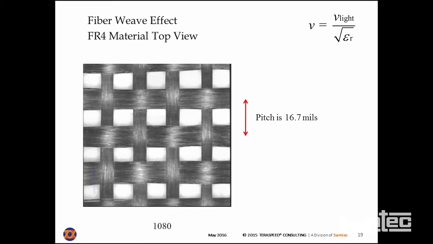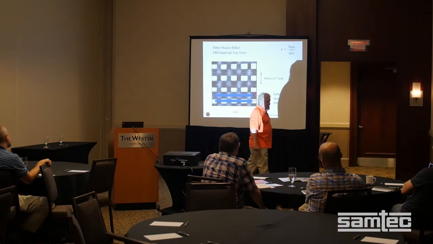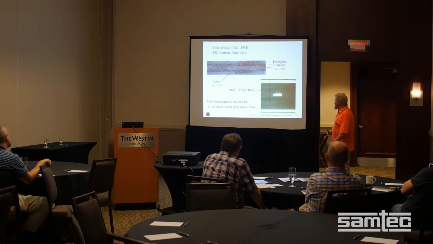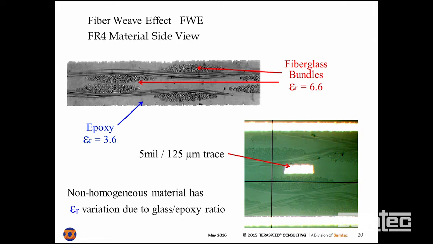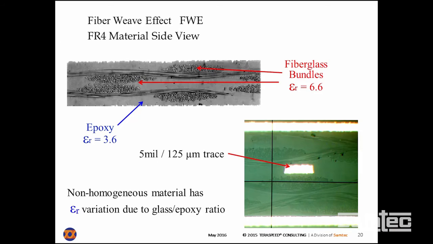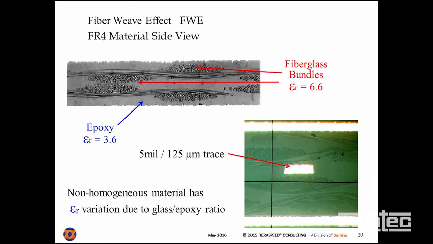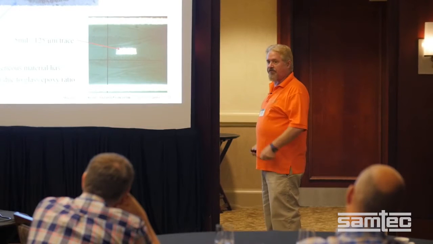Now it's changed. What happens if I take two traces and run them together, a differential pair? See, one runs over the weave and this one runs over the epoxy. Well, the weave has a different epsilon R, a DK. If it has a different DK, what controls the speed of your traces? The DK, your material. So right here where they're together, look at what the dielectric constant is as compared to if the trace is here and doesn't have the doubling on the weave. They're going to have different speeds.